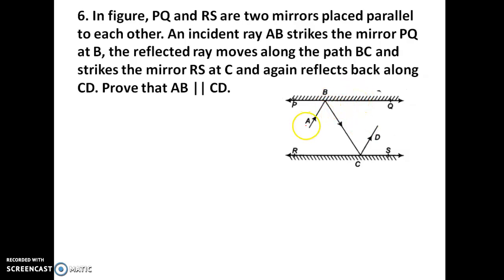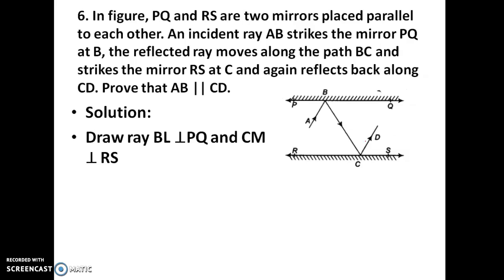So AB is this to this. This is parallel to this reflected light. Okay, this first incident ray and the last reflected ray are parallel. That we have to prove now. Okay, let's see the solution.